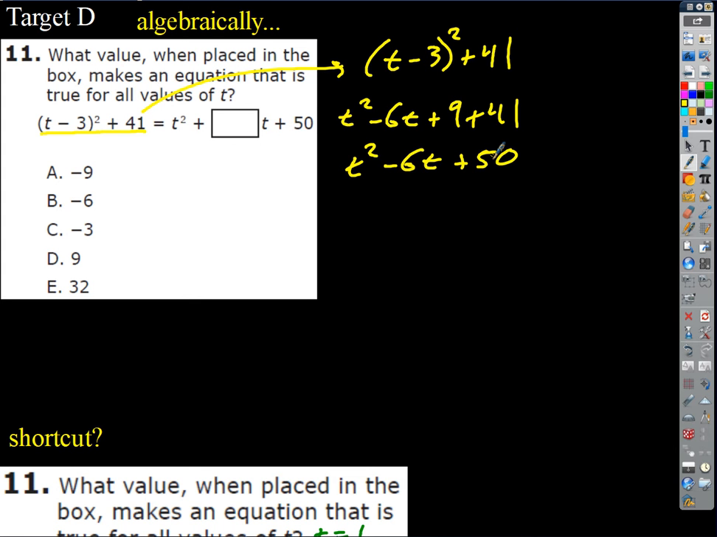So what's our coefficient of t? Make sense? Negative 6. Okay?